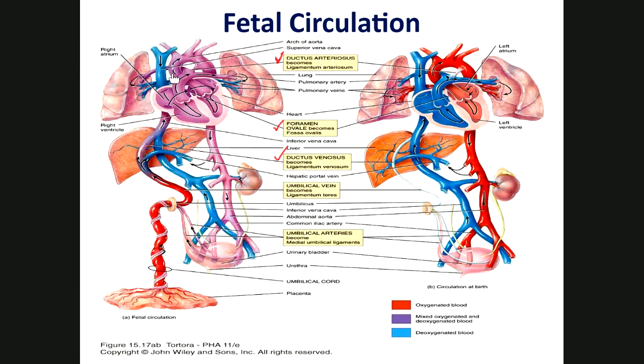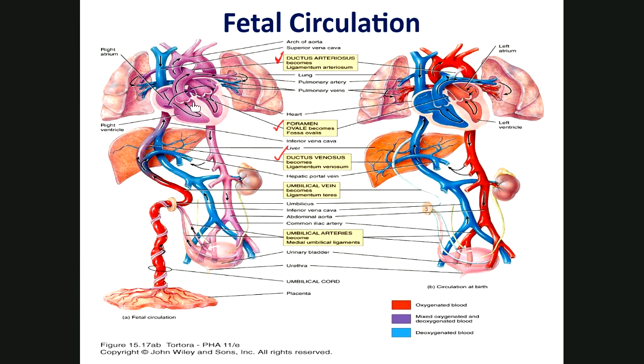From the pulmonary trunk, most of the blood via the ductus arteriosus is going to bypass the lungs and go into the aorta. Then it goes throughout the entire body, and blood returns from the fetus to the placenta via the umbilical arteries. Okay, so that's an overview of the fetal circulation.